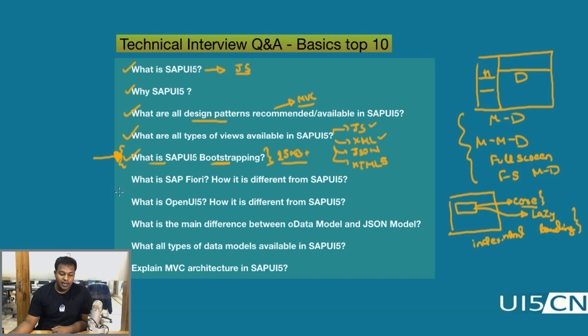Now the next question is, what is SAP Fiori? How is it different from SAP UI5? The answer is pretty simple. SAP Fiori is the ready-made application on top of SAP UI5. SAP Fiori is an application suite made by SAP themselves, and they use the SAP UI5 library framework to make these applications. So that is a short and sweet answer for what SAP Fiori is and how it's different from SAP UI5.